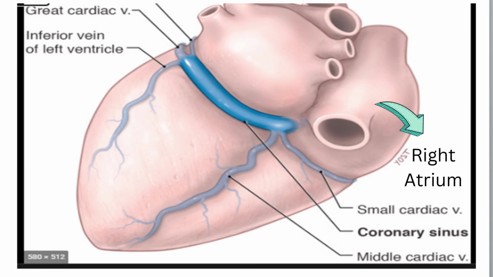The greatest tributary of the coronary sinus is the great cardiac vein, also known as the anterior interventricular vein, which drains the area supplied by the left coronary arteries. Other than that, the middle cardiac vein and the small cardiac vein cooperate and drain the right atrium, the right ventricle, the nodes, and the posterior interventricular septum.